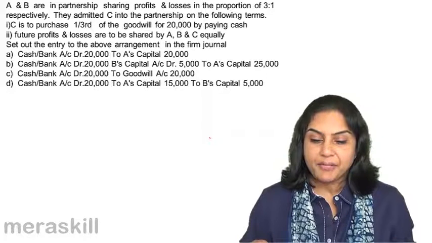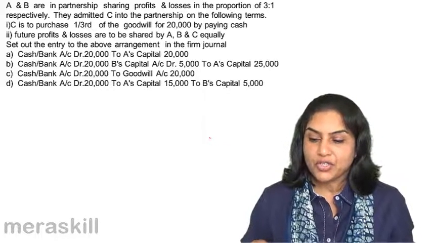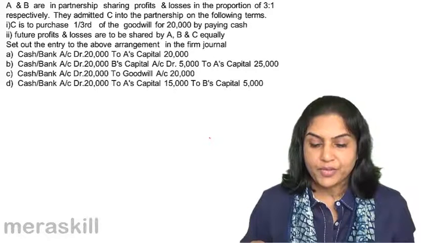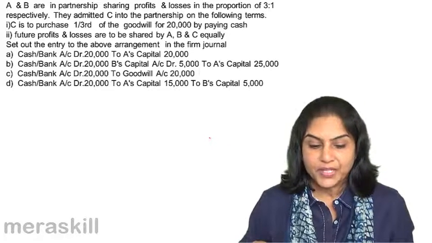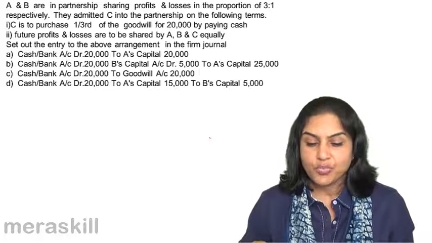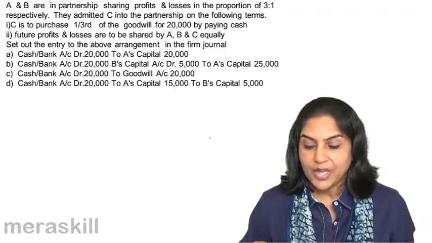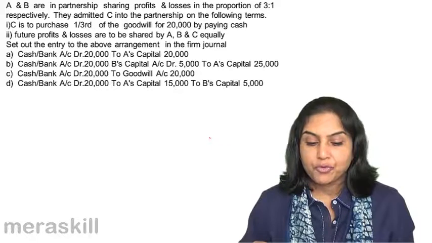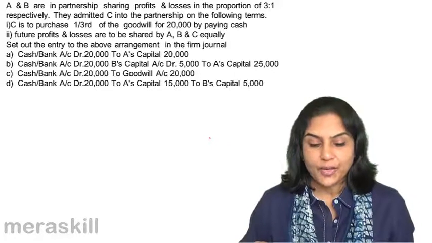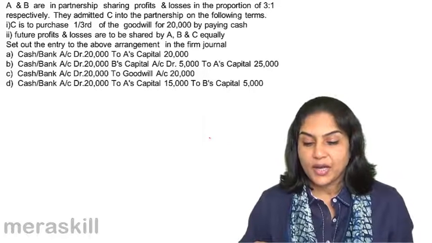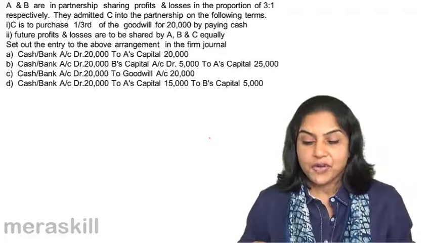A and B are in partnership, sharing profits and losses in the proportion of 3:1 respectively. They admitted C into the partnership on the following terms. C is to purchase one-third of the goodwill for 20,000 by paying cash. Future profits and losses are to be shared by A, B, and C equally. Set out the entry to the above arrangement in the firm's journal.